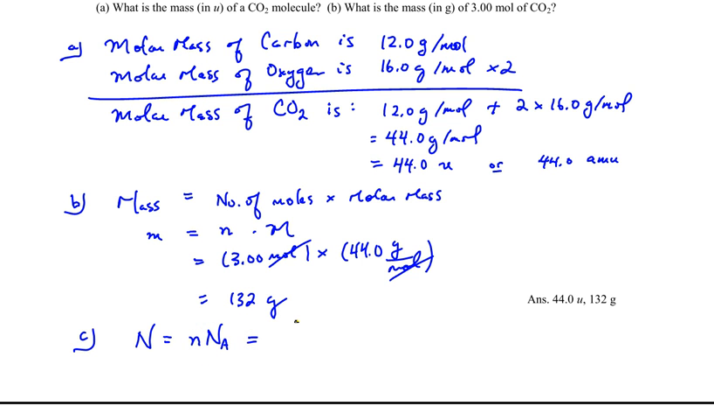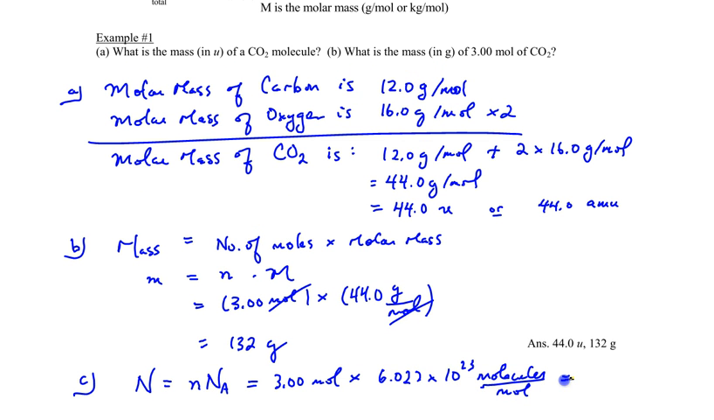So if we had 3 moles, it would be 3.0 moles, and then multiply by Avogadro's number, which is 6.022 times 10 to the power 23 molecules per mole. And this gives you an answer of 1.81 times 10 to the power 24 molecules. This wasn't asked, but it's a good thing to know.